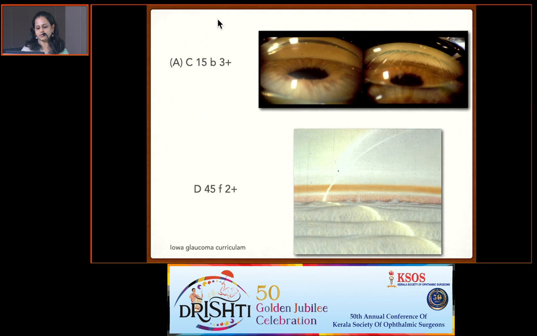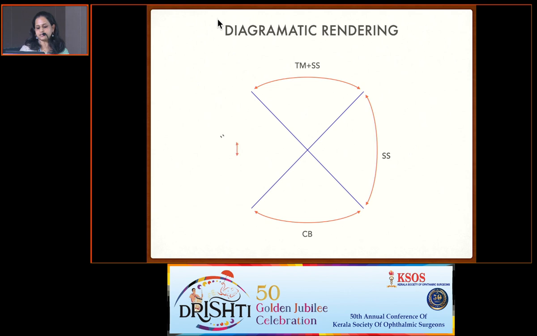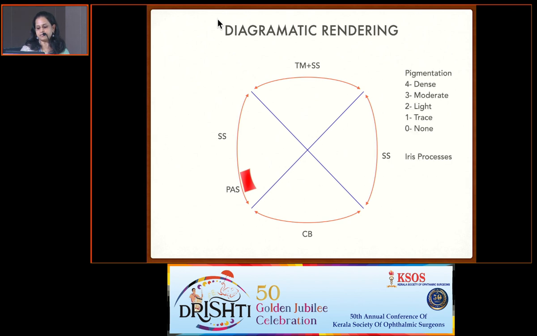Similarly, the below one you have D45 F2 plus, which means that the iris is inserted deep into the ciliary body, 45 degree angle, F is a flat iris contour and you have the 2 plus pigmentation. So making it simple, you can just use two cross lines and record whatever posterior most structure that you see. That is one of the things which we usually do, and then mark the clock hours of the peripheral anterior synechiae where you have seen, and any other abnormalities like pigmentation, iris processes, any other abnormalities.